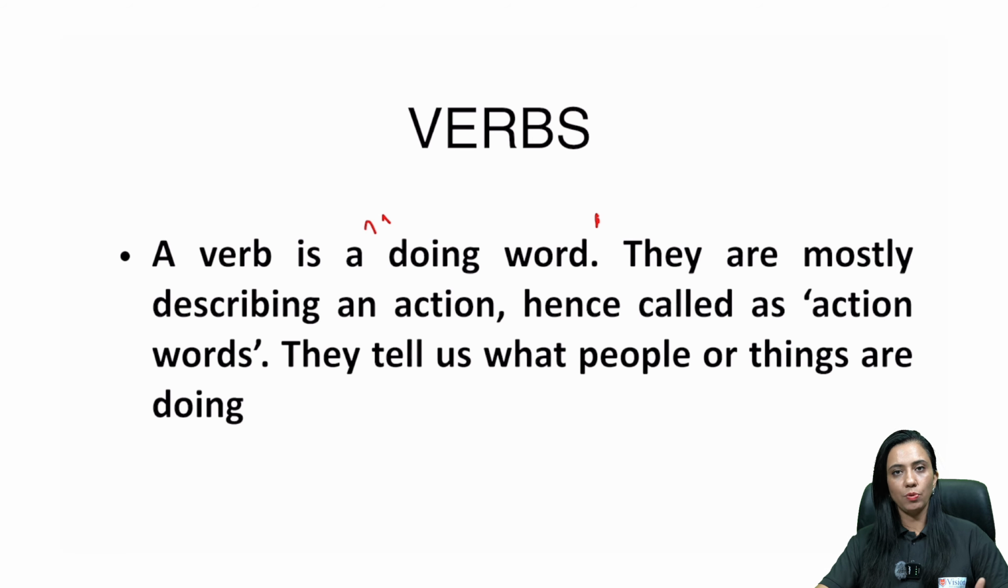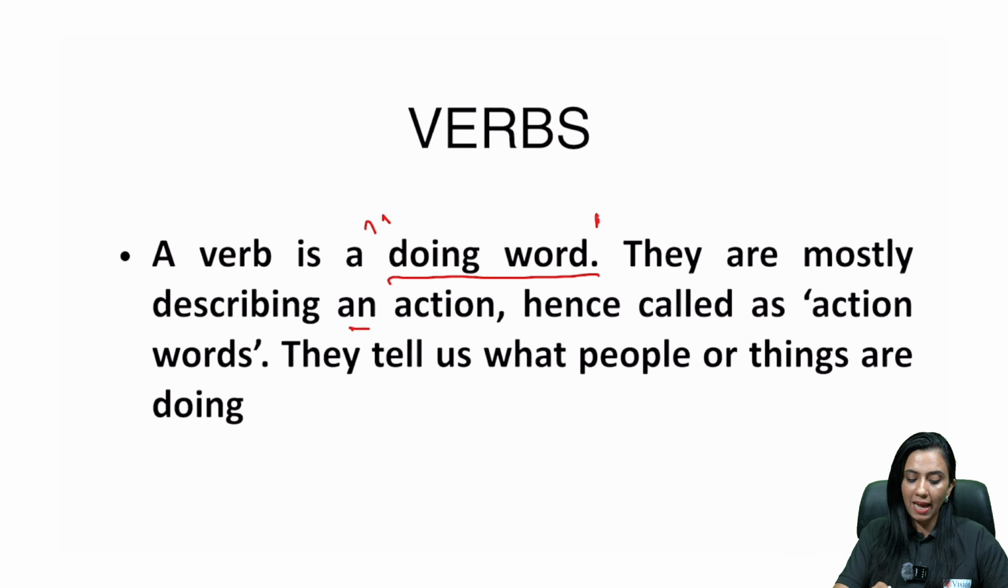So next thing is we're talking about verbs. Verb is a doing word. Whenever we're talking about action, doing thing, that is a verb. They are mostly describing an action. I am talking, he is reading, she is eating. This is an action which is taking place. So these are definitely called the action words.